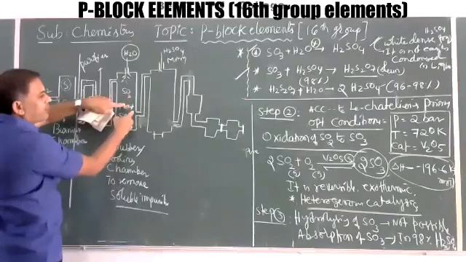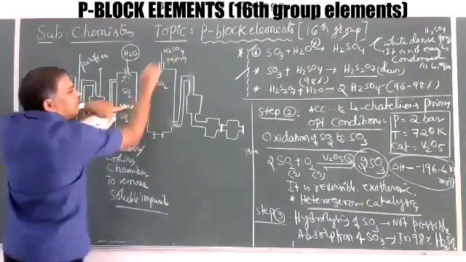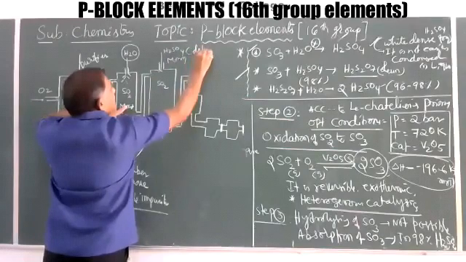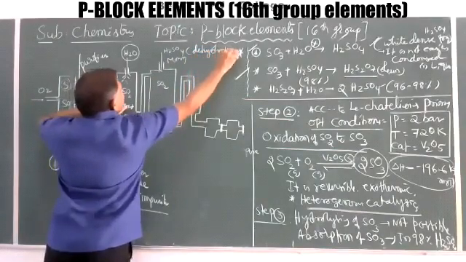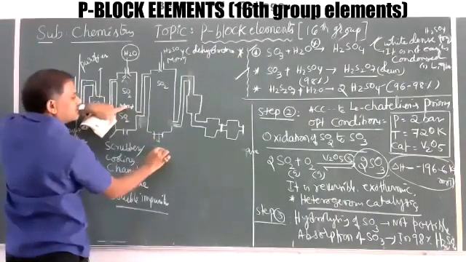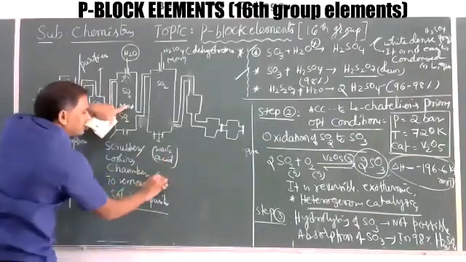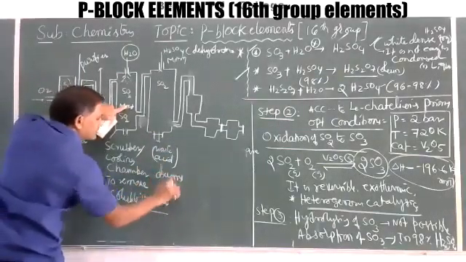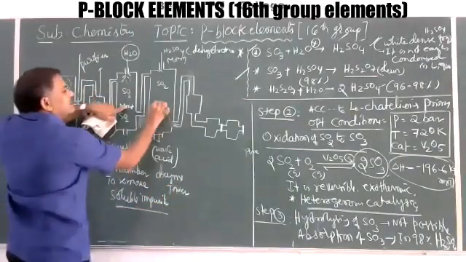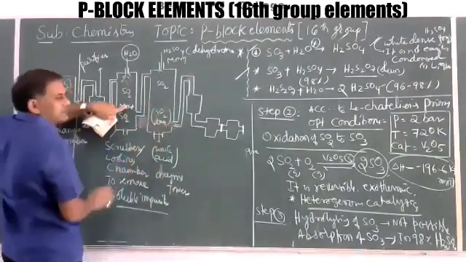Then the moisturized sulfur dioxide is passed through sulfuric acid. The sulfuric acid acts as a dehydrating agent. Now it removes the water. Now waste diluted acid comes out. It is called a drying tower. We can dry the moisturized sulfur dioxide here, and we will get dry sulfur dioxide.